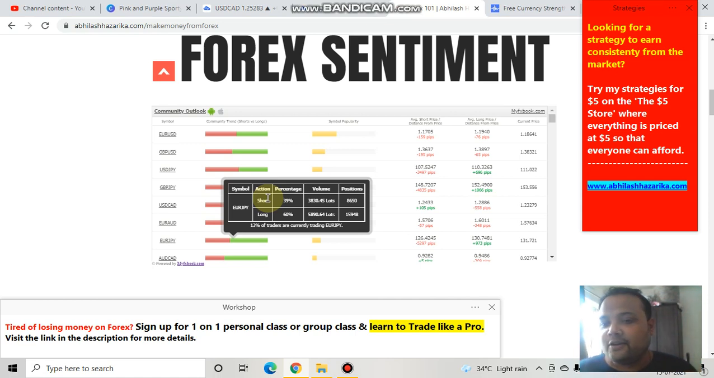But these retail traders have already taken short positions and they are running in loss. Do not trade like the rest of the traders. Trade wisely, trade with analysis.